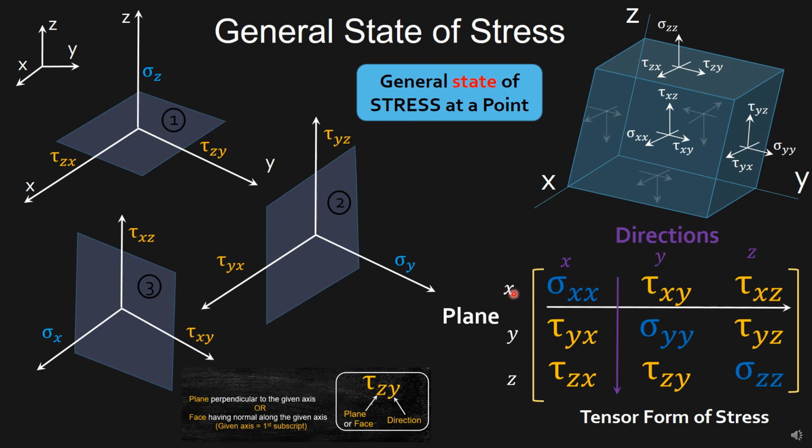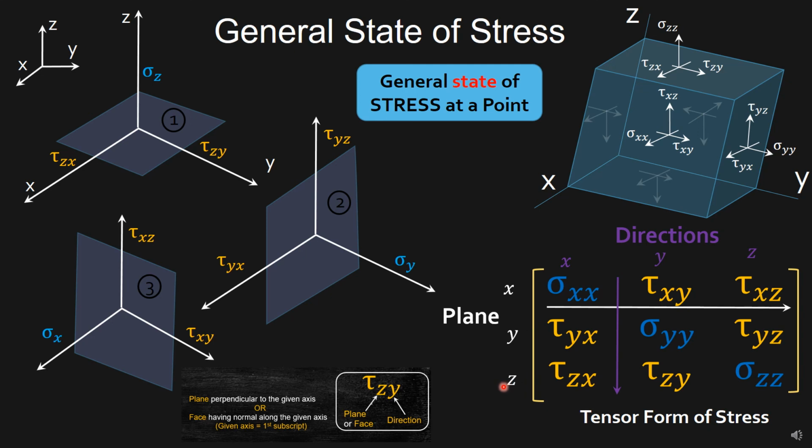third element xz. So the first subscript here is x, means you have to find a plane which has its normal along the x direction. Among these three planes, plane number 3 is the plane which has its normal along the x direction. So you have to consider this plane and write its components in the first row. The first element is xx, so sigma x you have to write. The second element is xy, so tau xy. And the third element is xz, so tau xz. And the normal components, you can see, are along the diagonal of the matrix.